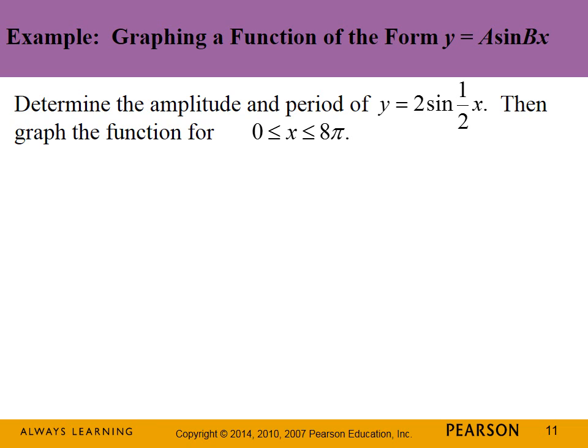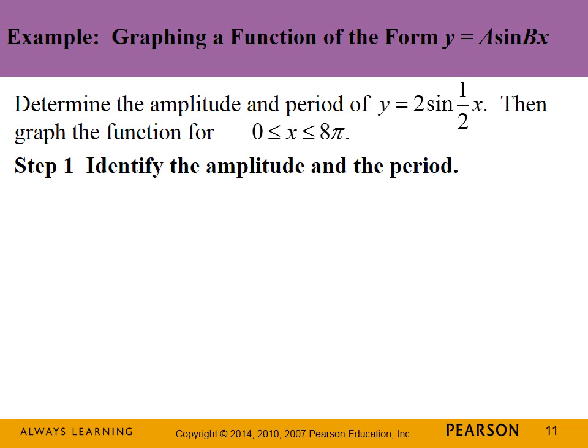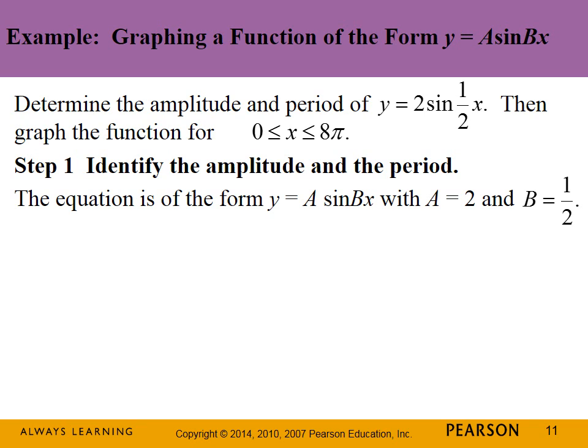So our first example is y equals 2 sine 1/2 x. And they're asking us to graph that over the interval from 0 to 8 pi. So we'll go through our 5 steps. Number 1, we want to identify the amplitude and the period. So if you look at the number a, which is 2, the absolute value of 2 is 2, so that makes the amplitude 2.